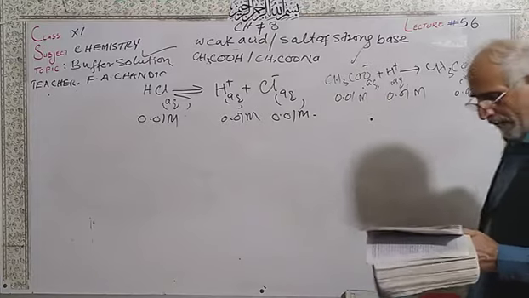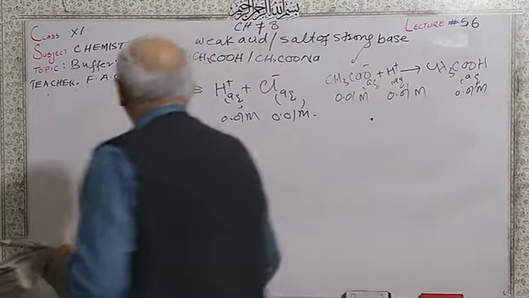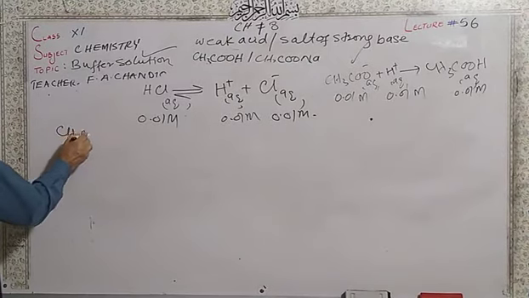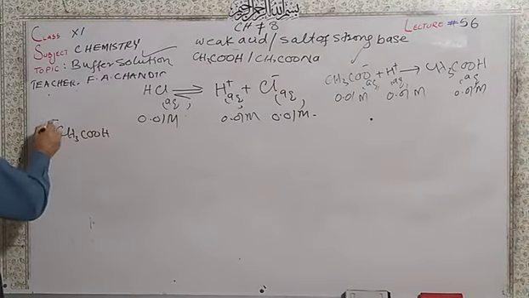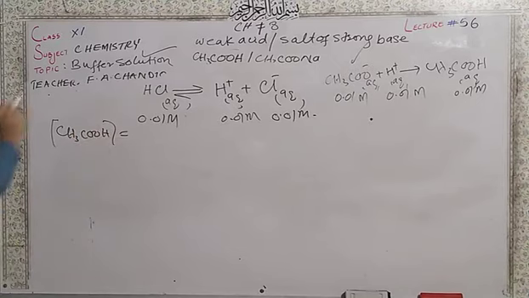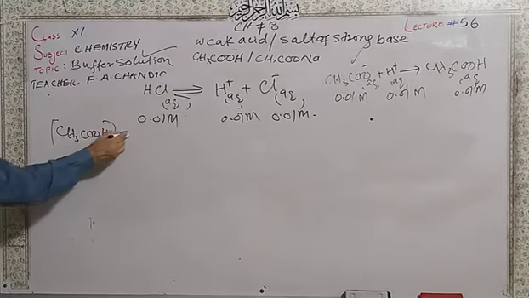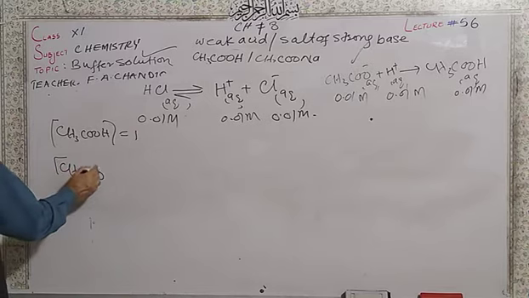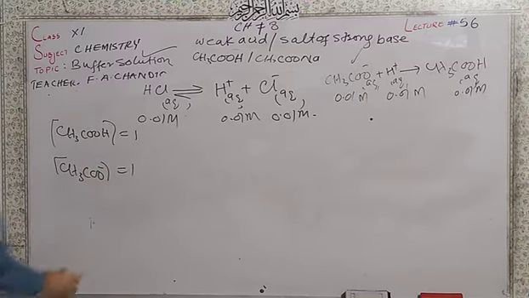1 mole here. Now you have the concentration of acetic acid, originally it was 1, and the concentration of acetate also 1.